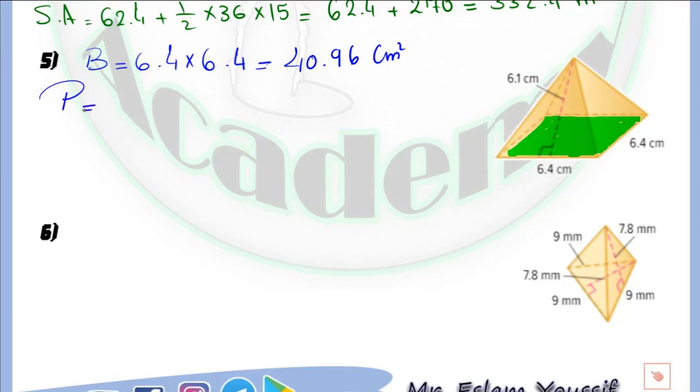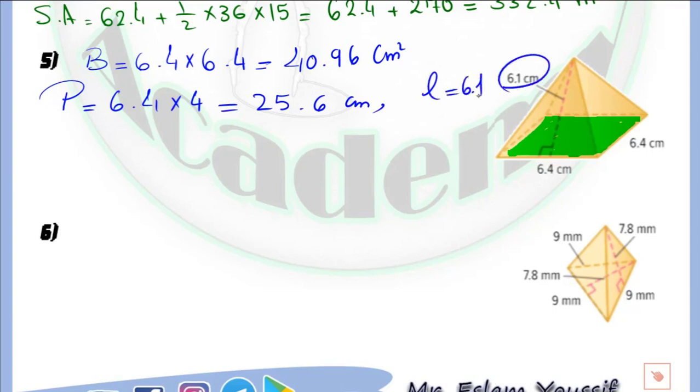Now we need to find the perimeter of the base. The perimeter of the base is equal to the side length multiplied by 4. So the answer now will be equal to 25.6 centimeters. The slant height now will be equal to 6.1. Now we need to find the surface area.